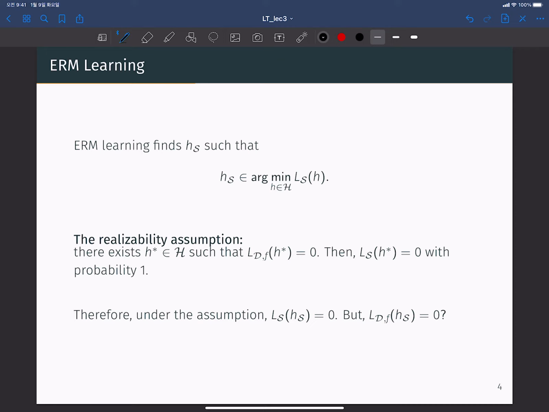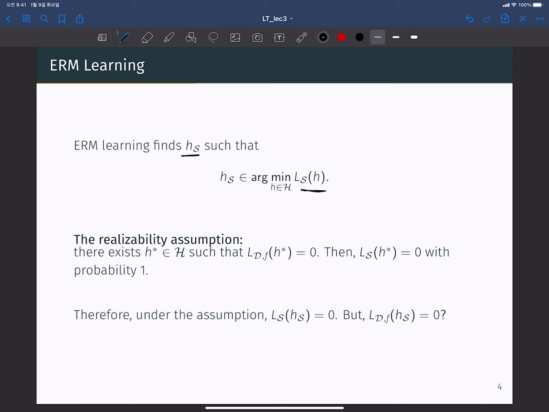Okay. So what is the empirical risk minimization learning rule? Empirical risk minimization learning rule: find a hypothesis hS among your hypothesis class that minimizes the training error. Okay, the empirical risk computed from your training data points.